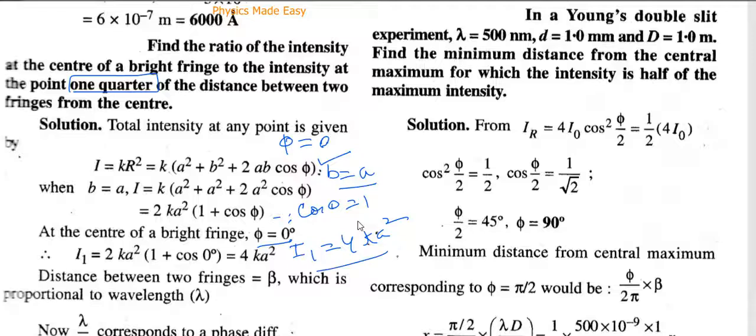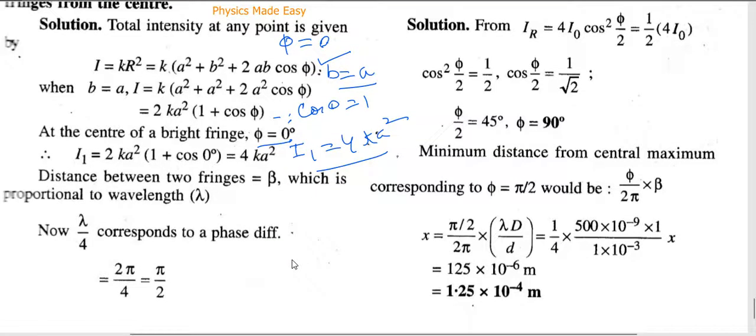I think up to this point there should be no doubt. For the newcomers, I will mention, put B is equal to A here, A square plus A square, this will be 2A square. So 2Ka square into (1 plus cos phi), we put phi equal to 0, cos 0 is 1. In this way, this will be the brightness at the central level.